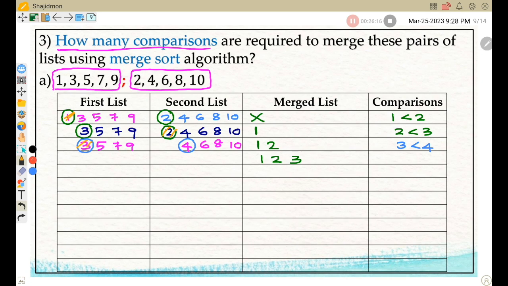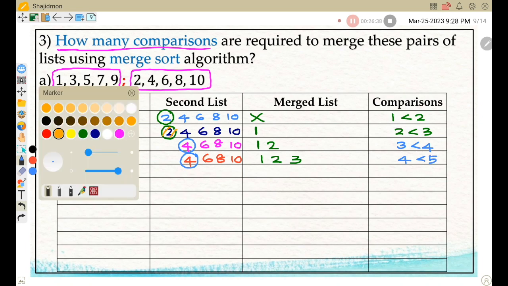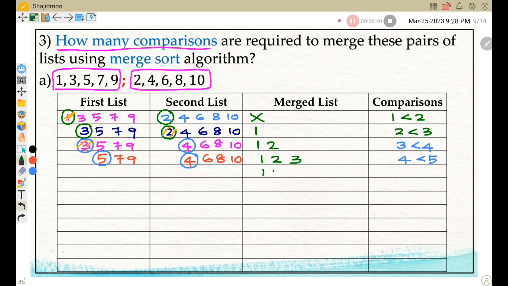Now what will the remaining numbers be? You can write here 5, 7 and 9, and here 4, 6, 8 and 10. Now again we start the comparison. Here the first element is 5, and here the first element is 4. So what is the comparison? 4 is less than 5, correct? So in the sorted list, one more number is coming: 1, 2, 3, and after that we take the number 4. So what will the remaining numbers be? You can write here.